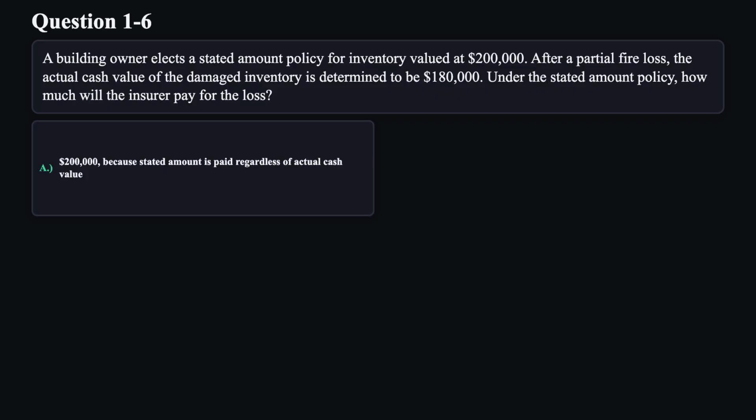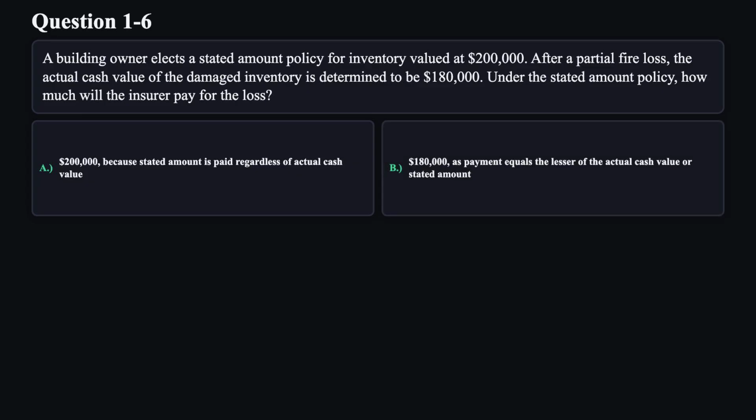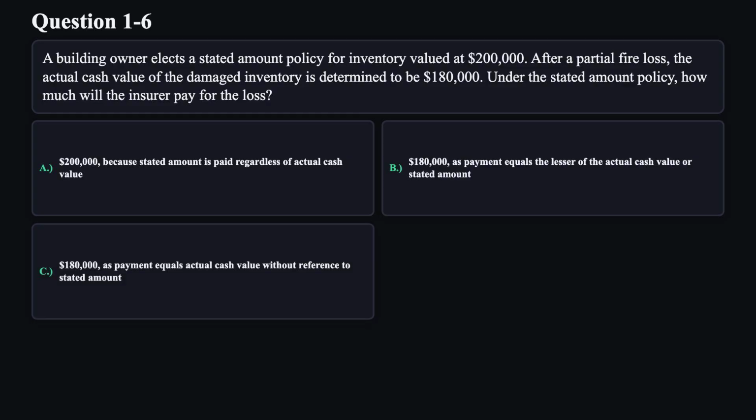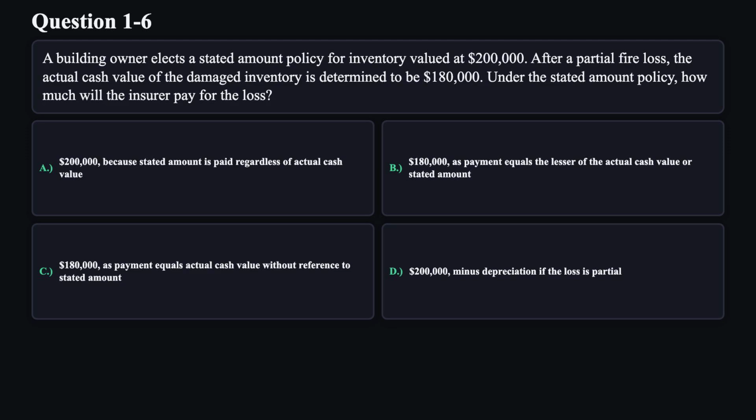A. $200,000, because stated amount is paid regardless of actual cash value. B. $180,000 as payment equals the lesser of the actual cash value or stated amount. C. $180,000 as payment equals actual cash value without reference to stated amount. D. $200,000 minus depreciation if the loss is partial.